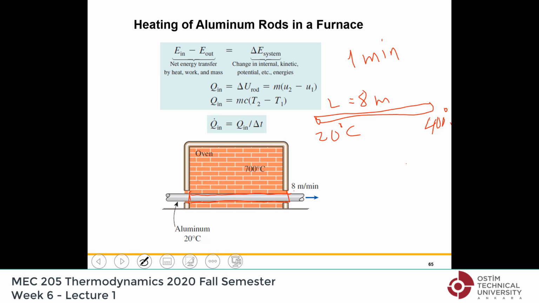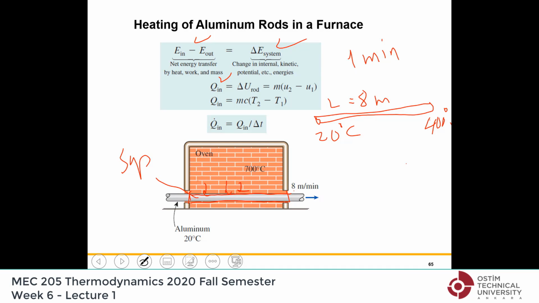So this is the system. And for that system, we will do the energy balance. What is the energy balance? Always energy in minus energy out is energy change of the system. And the system is this 8 meter section of the aluminum rod. What is energy entering here? Only we have heat entering, heat in. There is no heat loss from there. And there is no work involved. So heat in. And no kinetic or potential energies involved.